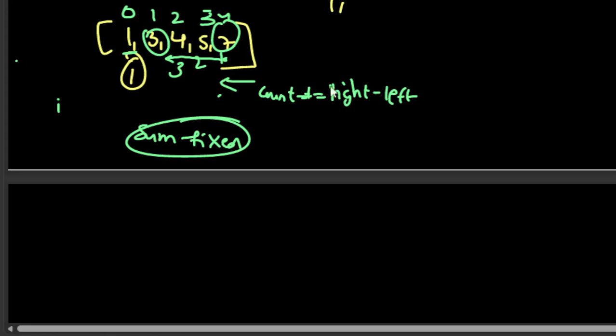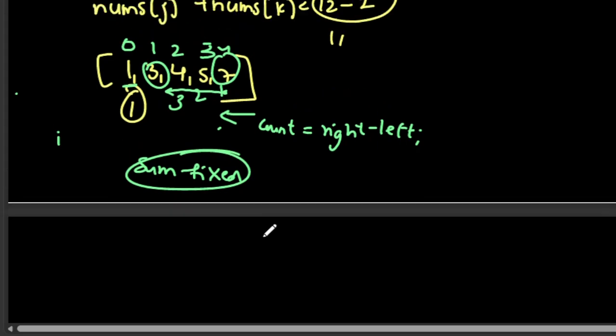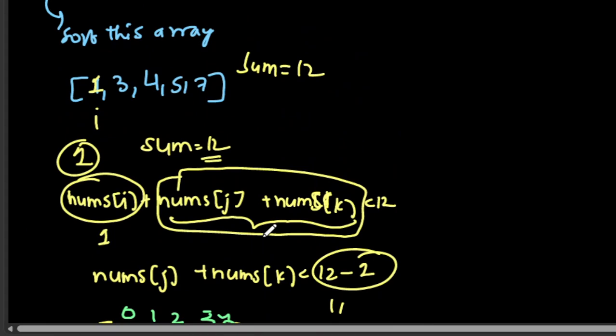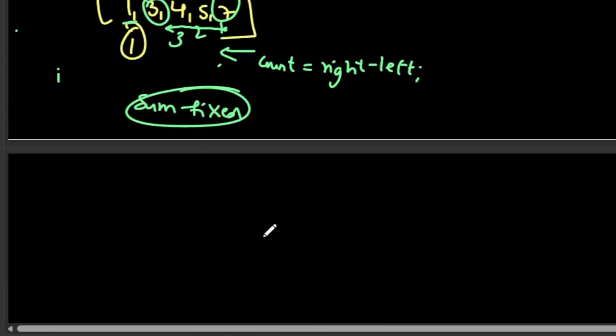So basically it's that simple. We don't need to compare for everything, and this is the optimized solution. Count plus equals right minus left. That is the matter. So this is the approach that we are going with. I hope you understood this. So yeah, let's get into the coding.